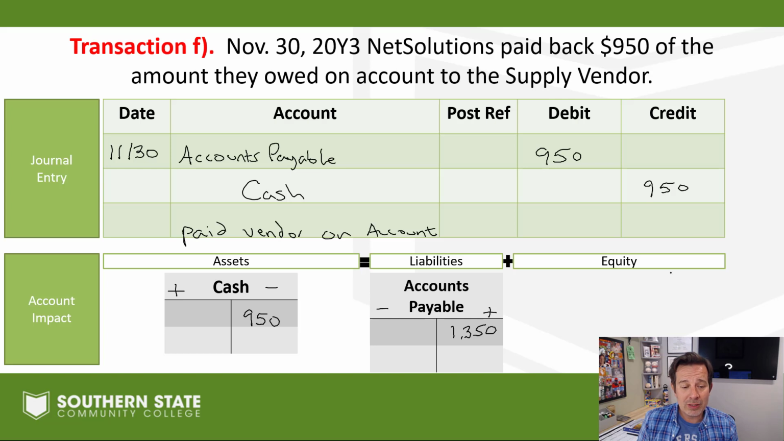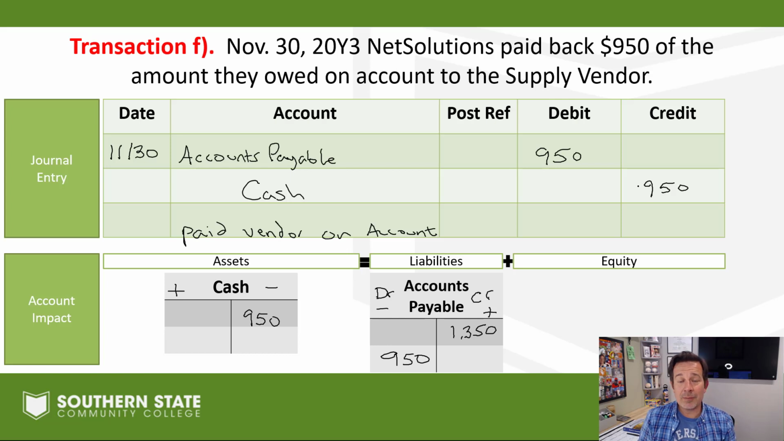As we know, accounts payable is on the right-hand side of the accounting equation. Goes up on the right-hand side or the credit side. We don't want to make it go up. We want to make it go away because we're paying back. We paid back $950. All right, so there's my debit.